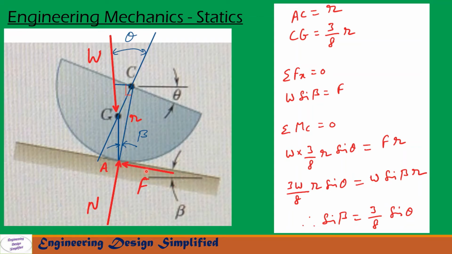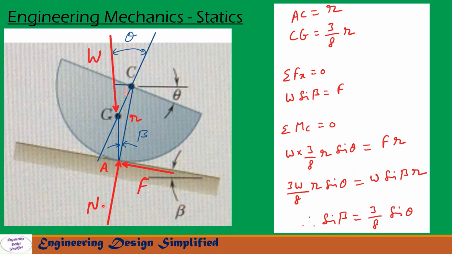Now let us assume the x-axis lies along the plane and the y-axis perpendicular to it. Let us resolve forces along the plane, that is the x-axis. The force F acts in this direction and a component of W acts in this direction along this blue line. Since this angle is beta, the angle between this line and W will also be beta. Now sigma Fx equals 0. The component of W along the plane will be W sin beta, which is equal to F.